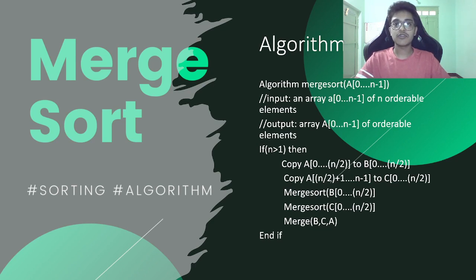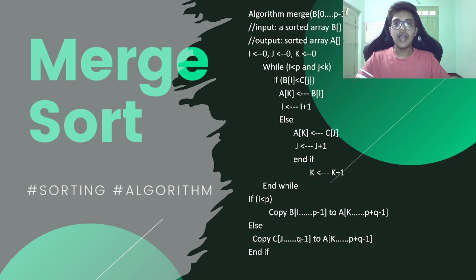The second portion of the algorithm is as follows. At first you have algorithm merge, which takes the three arrays B, C and A, with B from 0 to P minus 1, C from 0 to Q minus 1, and array A from 0 to P plus Q minus 1. Here the input is the sorted arrays B and C, while the output is the merged combination of both B and C, which is stored in array A.